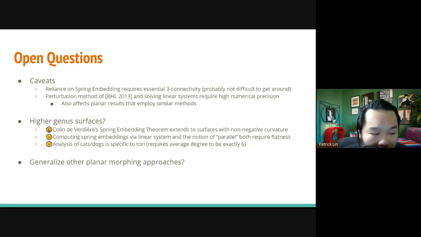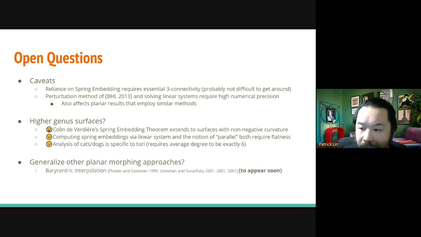Now, on the plane, there are a number of other approaches that I didn't talk about. One of them is this result by Floater, Gotsman, and Shirazi that adapts a different generalization of the Tutte spring embedding from Colin de Verdière's. And there was this open question for many years about whether or not we can do this on the torus. There were a bunch of attempts that basically failed. And Jeff and I think we've solved it.